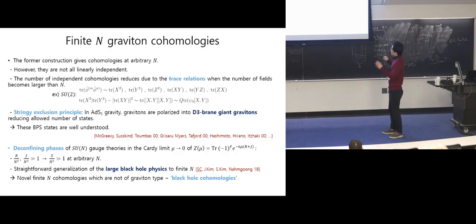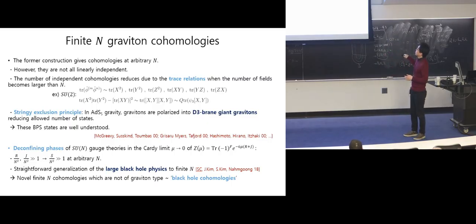So the number of independent operators reduces in the field theory due to the trace relation, and it is also understood from the gravity side as the stringy exclusion principle. So in AdS gravity, if you increase the energy of the gravitons more than n, it has been known that they are polarized into the distributed giant gravitons, and this procedure reduces the naively counted number of states.